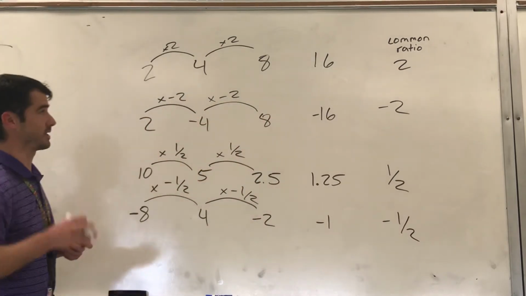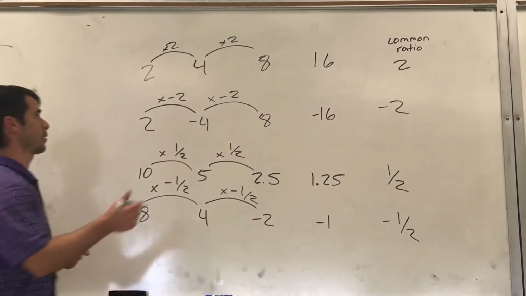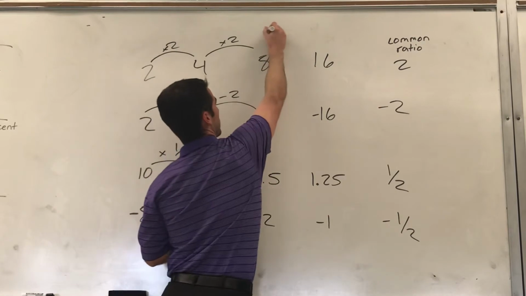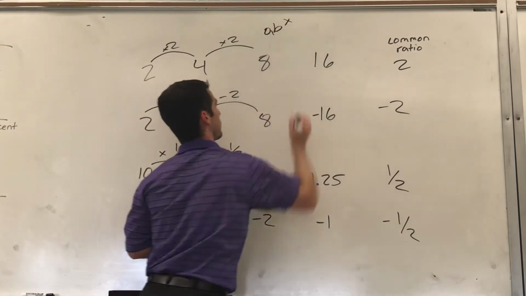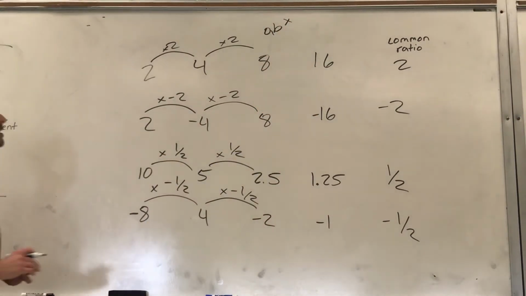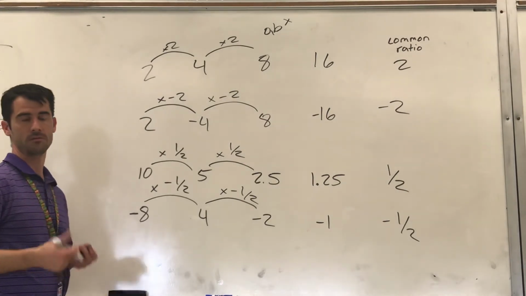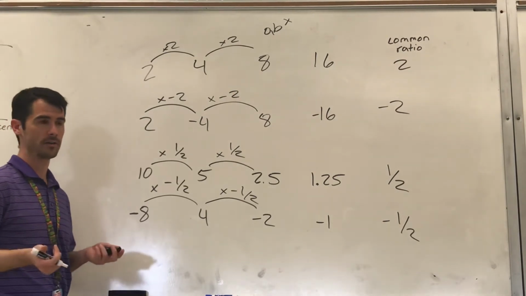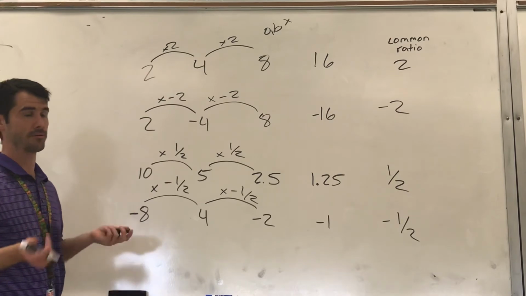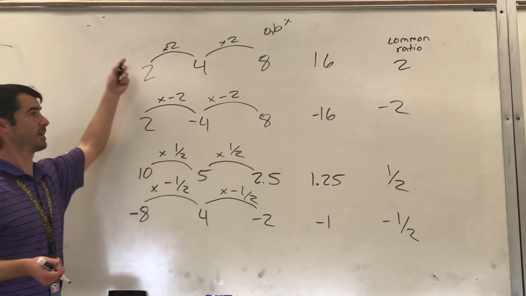Now we'll go write the equations. Again, our equation will be in a, b, x format. Our a value is just our initial value, or our y-intercept. In this case, it'd be our initial value, our first value. So what was our first value in this set of numbers?